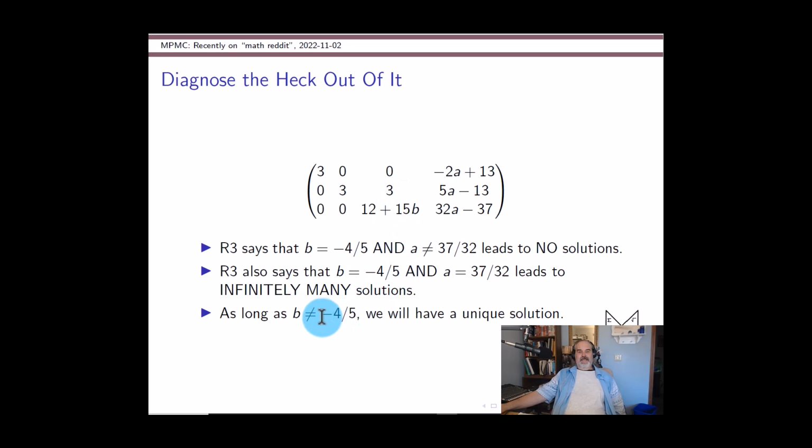Okay, and as long as B isn't -4/5, we will have a unique solution. As long as this number isn't a 0, we can have anything over here on the right, and we're fine. So as long as B isn't -4/5, we're going to have a unique solution. Even if A ends up being 13 halves, then row 1 would say 3x plus 0y plus 0z equals 0. Well, then x has to be 0. So having zeros in this rightmost column isn't an issue as long as we know what's going on here as well. Okay, and so that's sort of the idea.